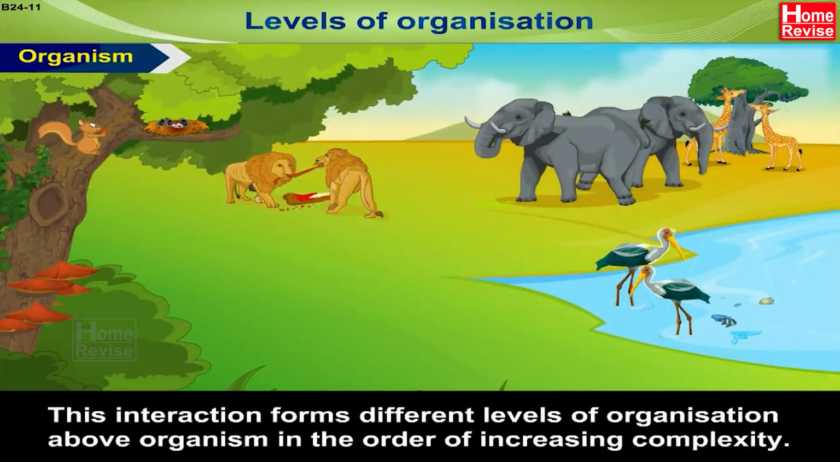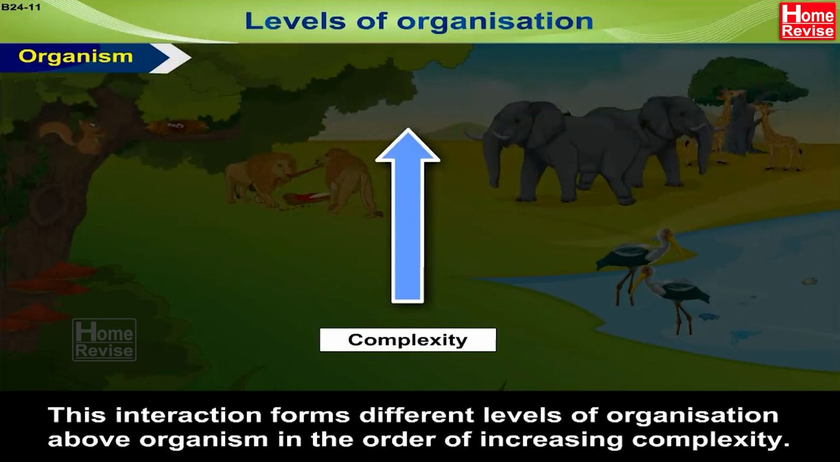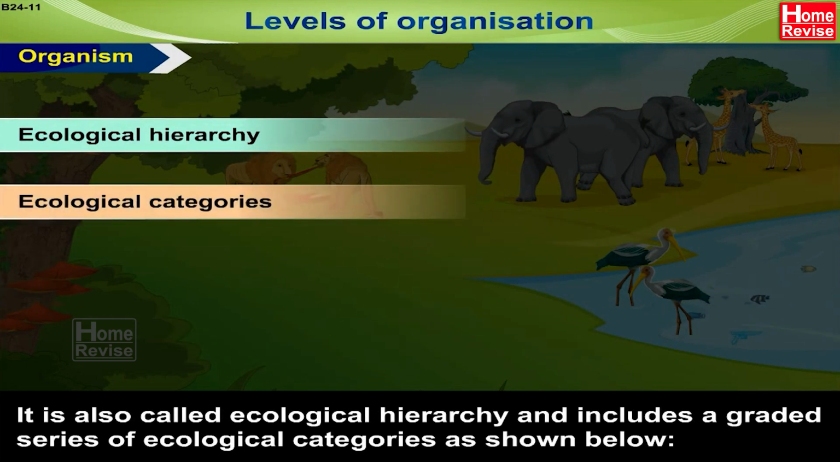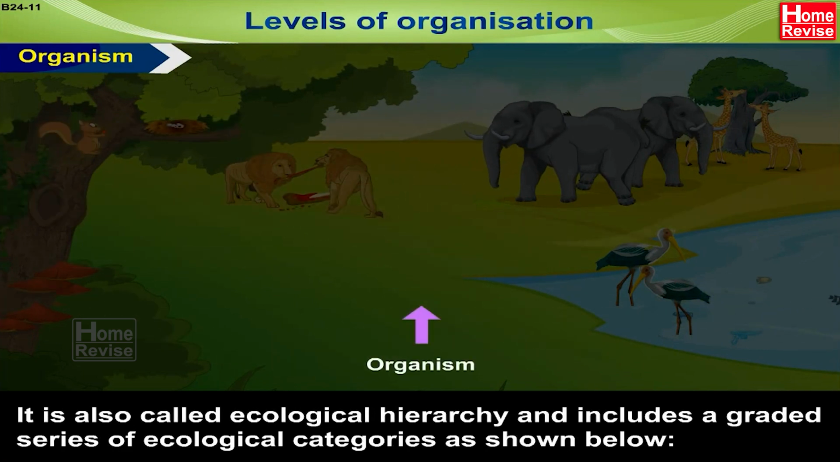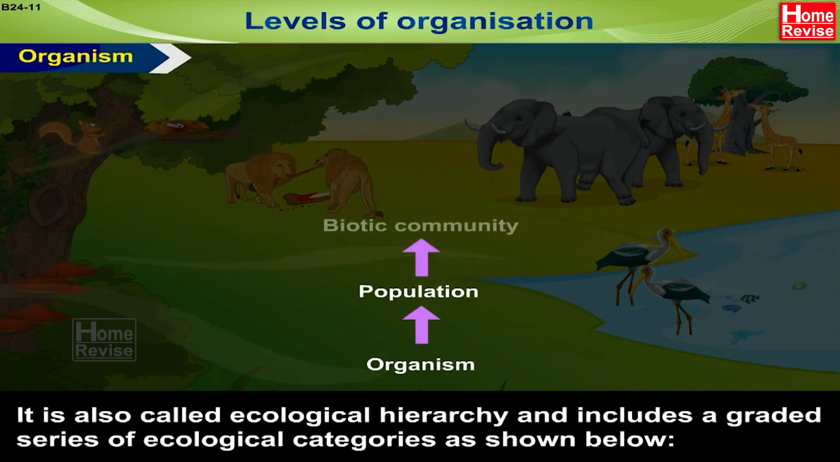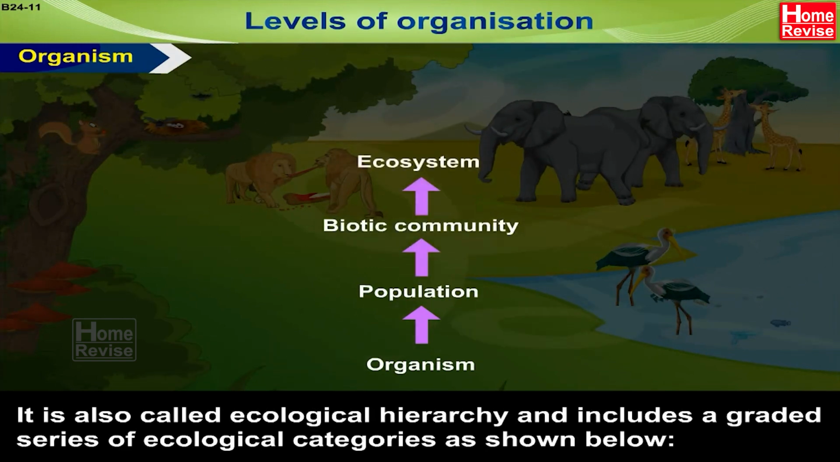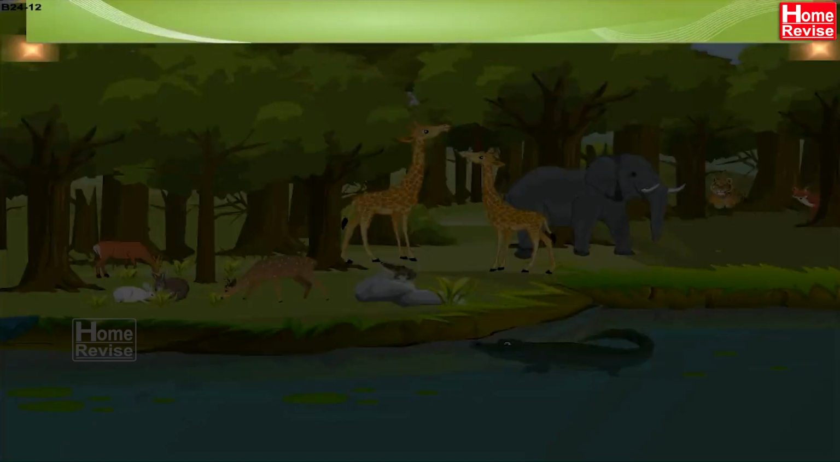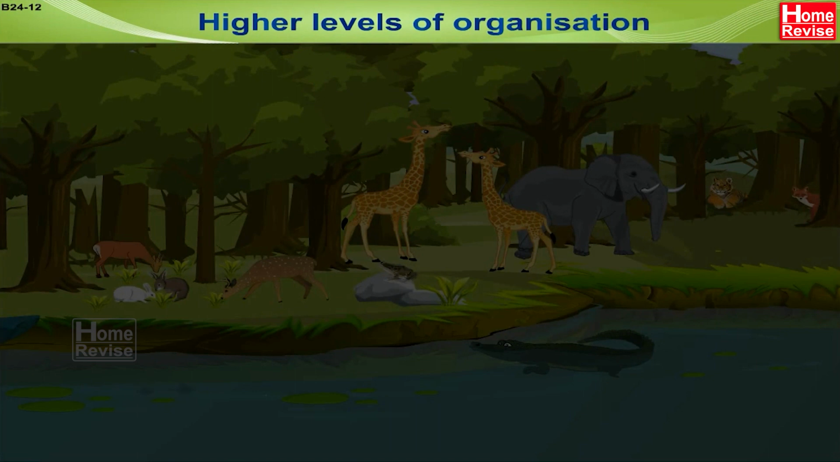Thus, interaction forms different levels of organization above organism in the order of increasing complexity. It is also called ecological hierarchy and includes a graded series of ecological categories as shown below. Organism, population, biotic community, ecosystem, biosphere. Higher levels of organization.